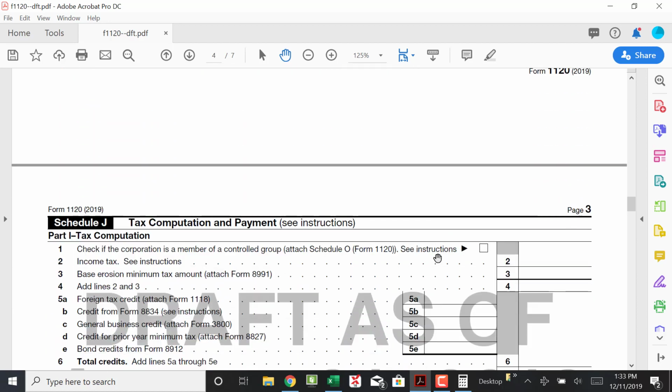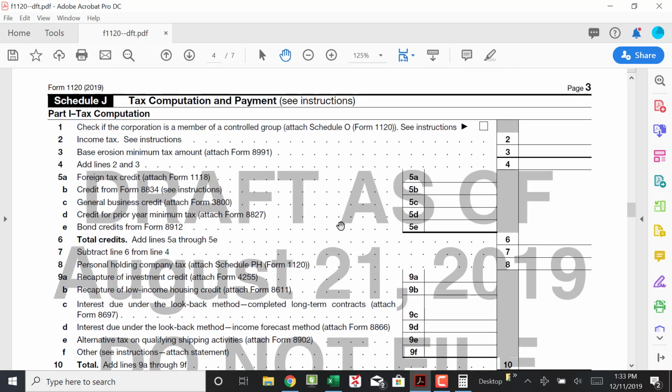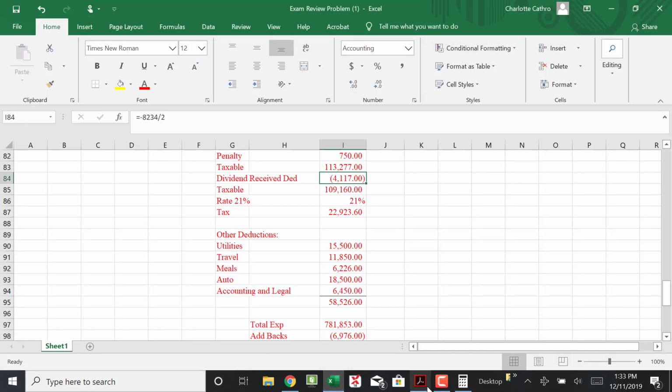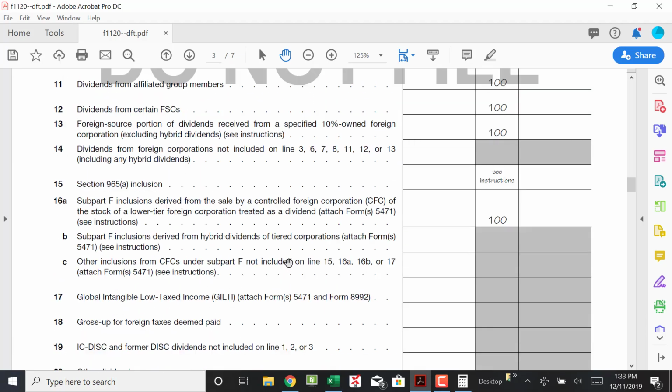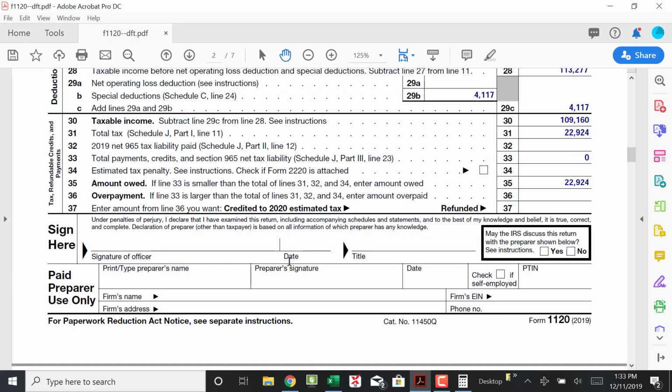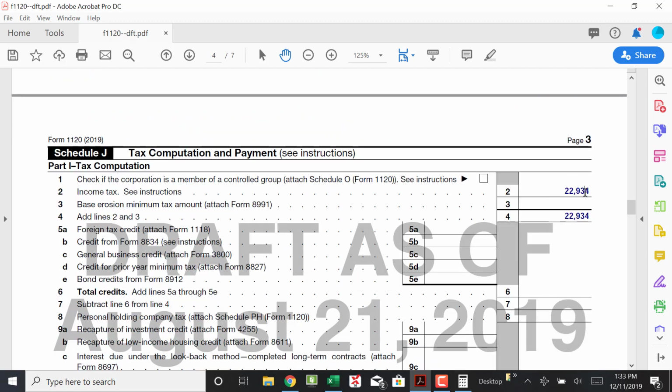Now we're going to go to page 3 that has a lot of information on it for tax computation and payments. And I'm just going to put on our income tax, 22,934, adding up totals. I got that number right? Yes, okay. 22,934. 924. See, I knew I was wrong. There we go. 22,924. Making sure I'm getting this all right.